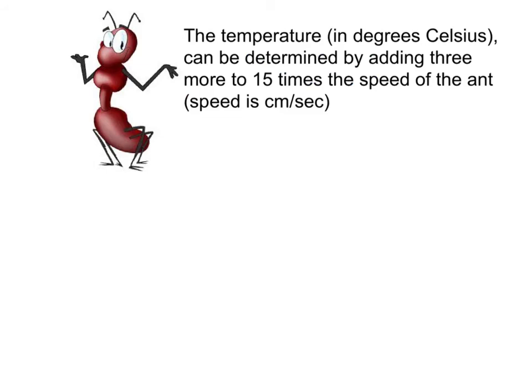And like I just said before, we can use an expression to write a rule. Here we have a rule that says you can determine the temperature by adding 3 more to 15 times the speed of the ant. And the speed would be determined in centimeters per second. Well, I'll need a variable to represent the speed, because that speed is going to change and be different at different times for the ant. So I would make s equal to the speed of the ant. Again, I'm defining my variable here so that I can use it. The speed is going to be changing, and so is the temperature, but here's the relationship. The relationship is between the speed and the temperature. As the speed goes up, so does the temperature.